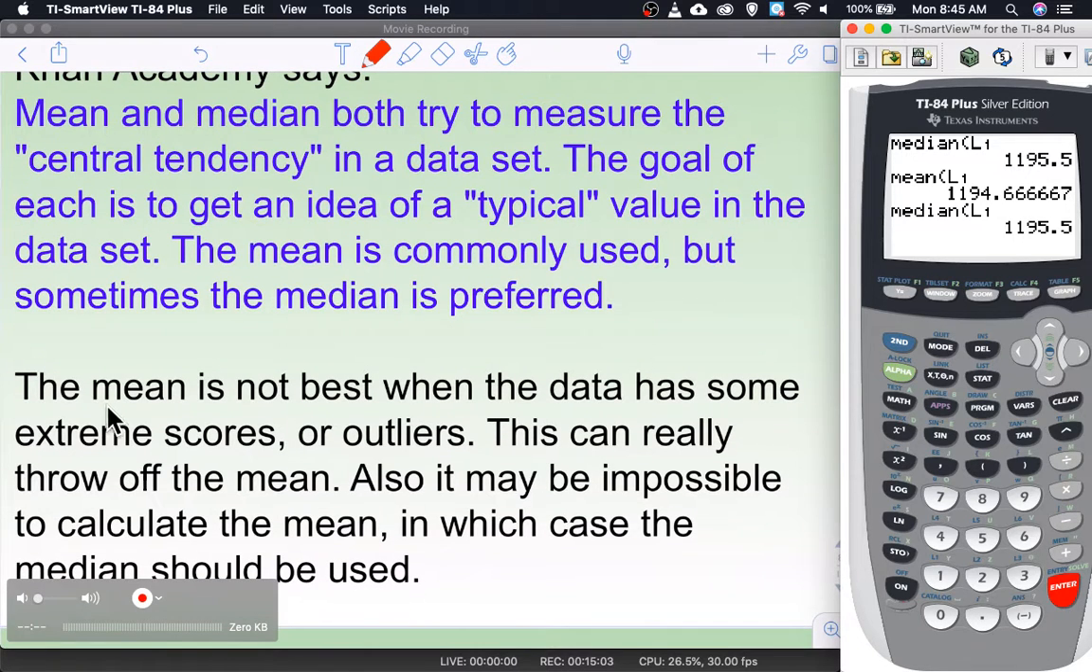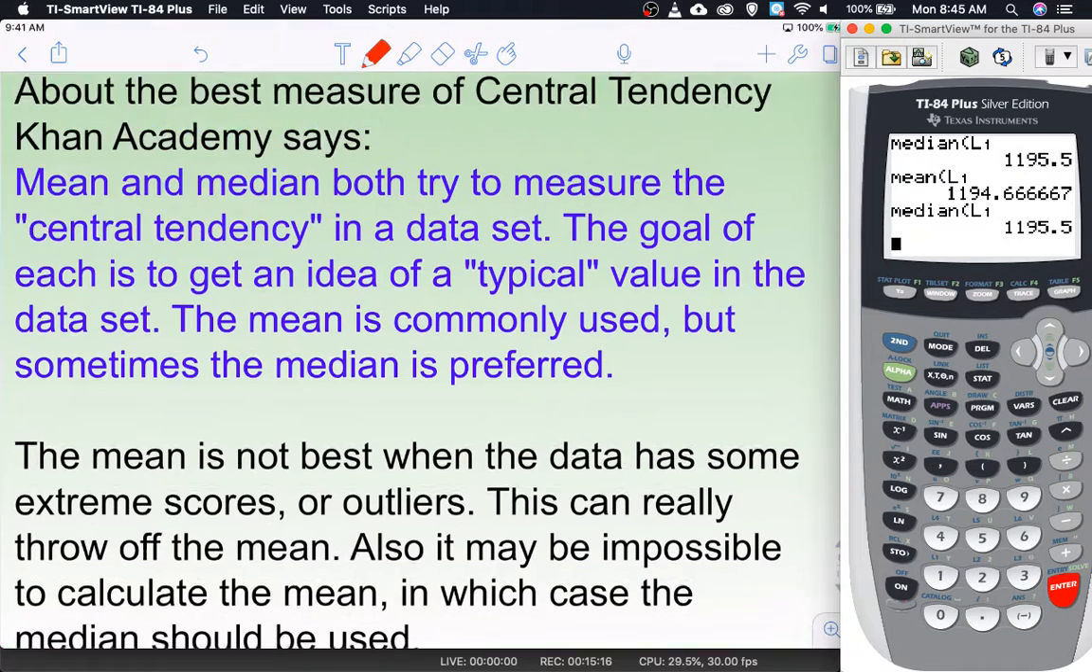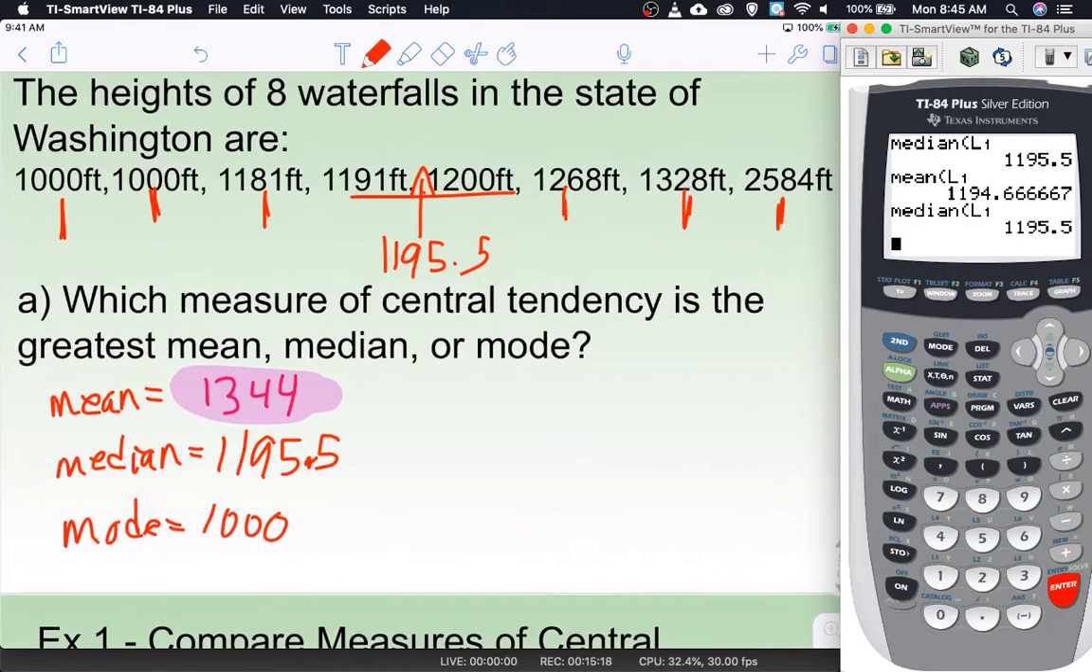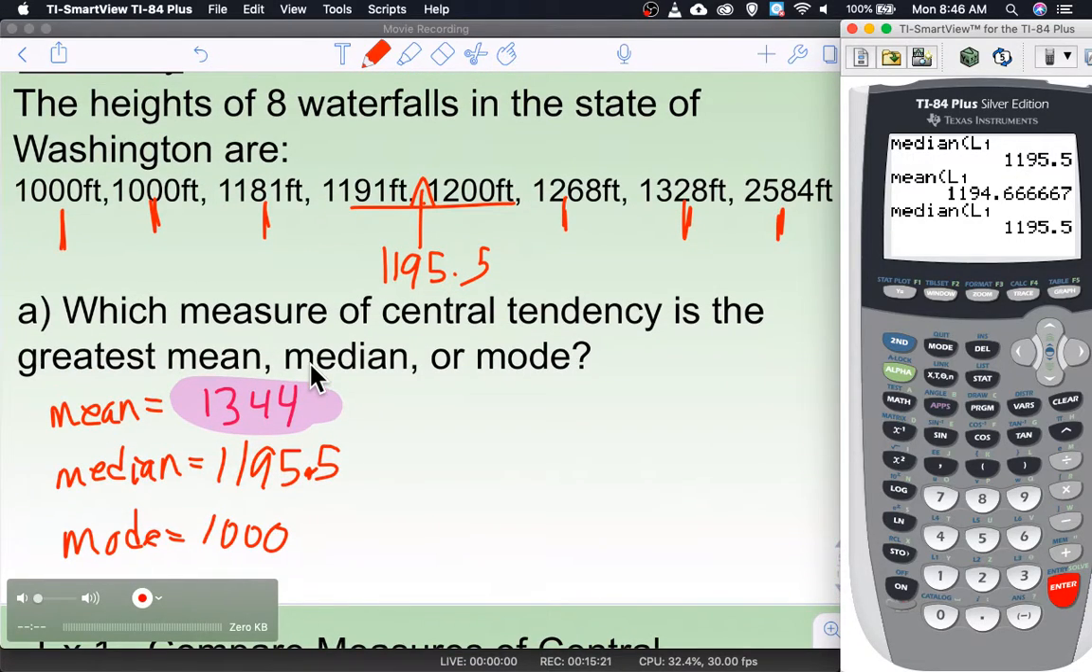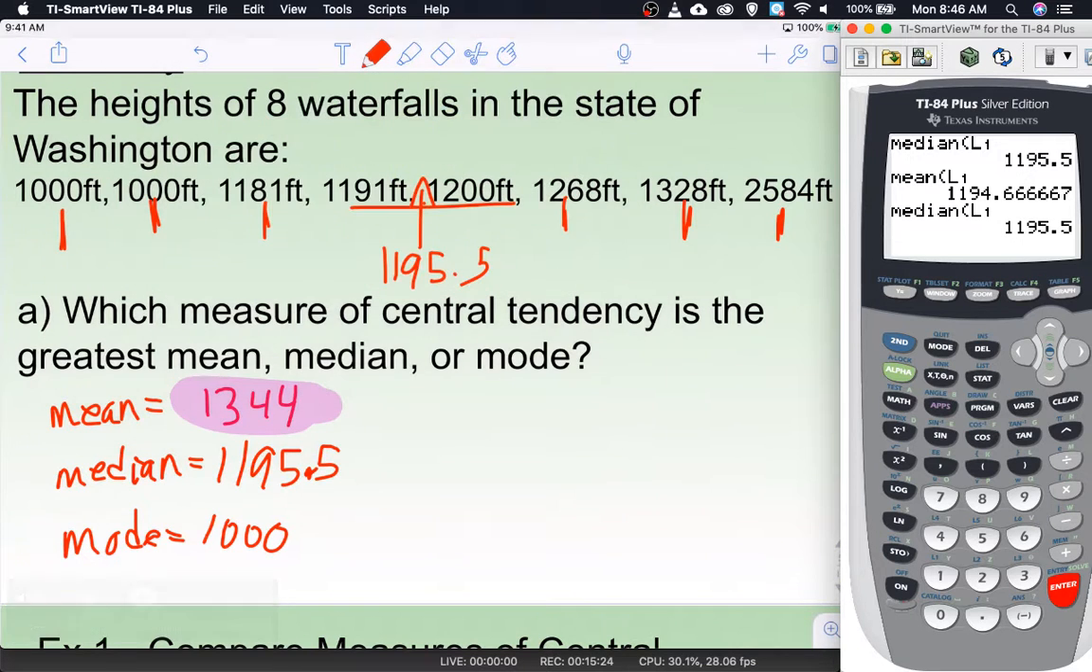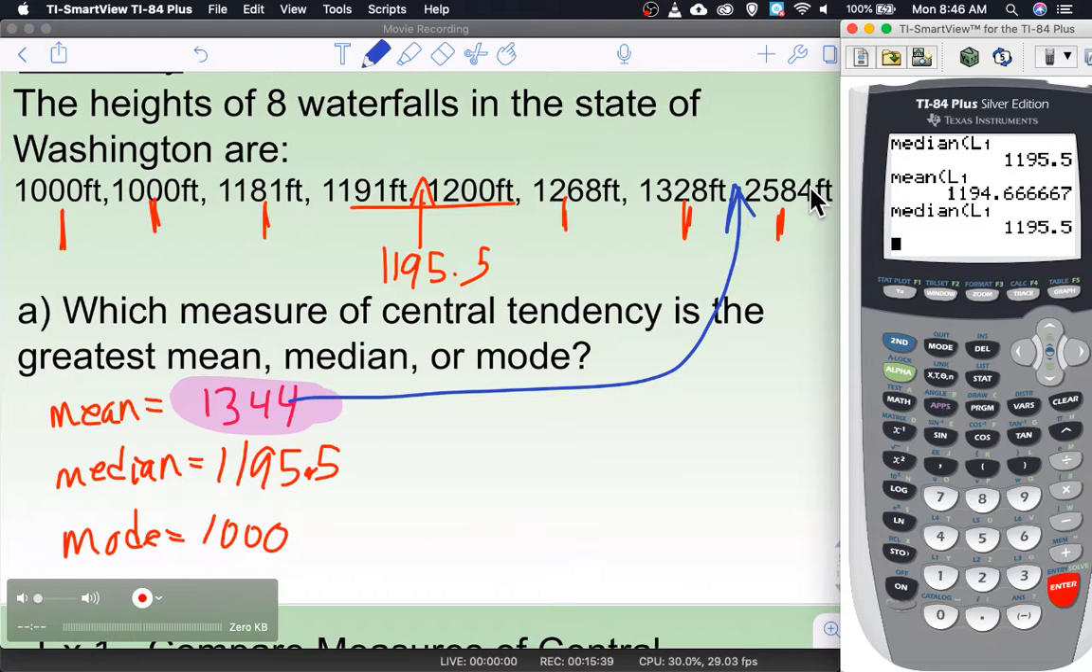Now it goes on and says, the mean is not best. Now this is my own description now. This is not from Khan Academy. The mean is not best when the data has some extreme scores or outliers. And we saw that in the previous problem. When I included the huge number, look at where my mean is. If I would place it on this same number line, that mean is right here. Is that a good average? Does that represent the rest of the numbers fairly well? Well, no, it's bigger than almost all of them because of this one outlier.